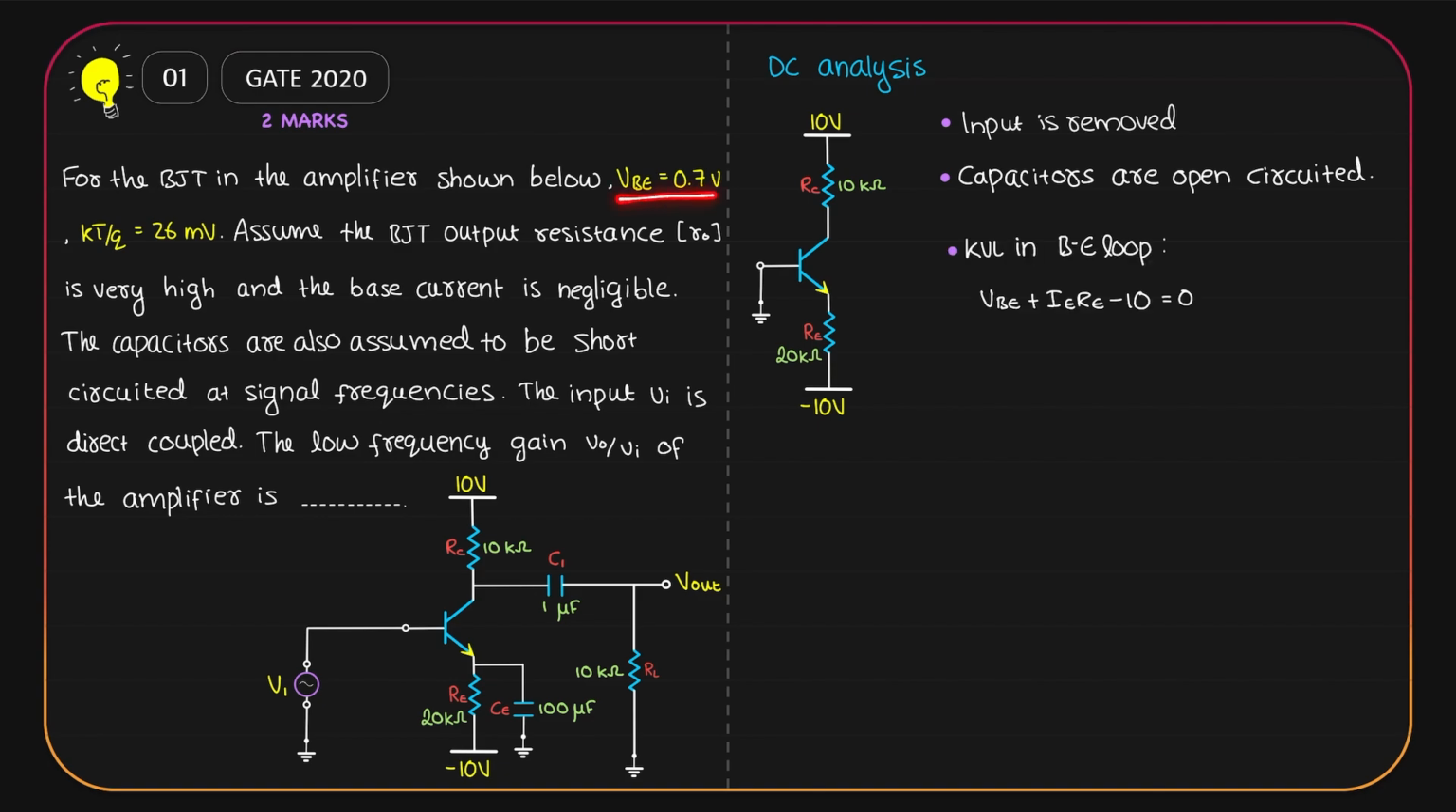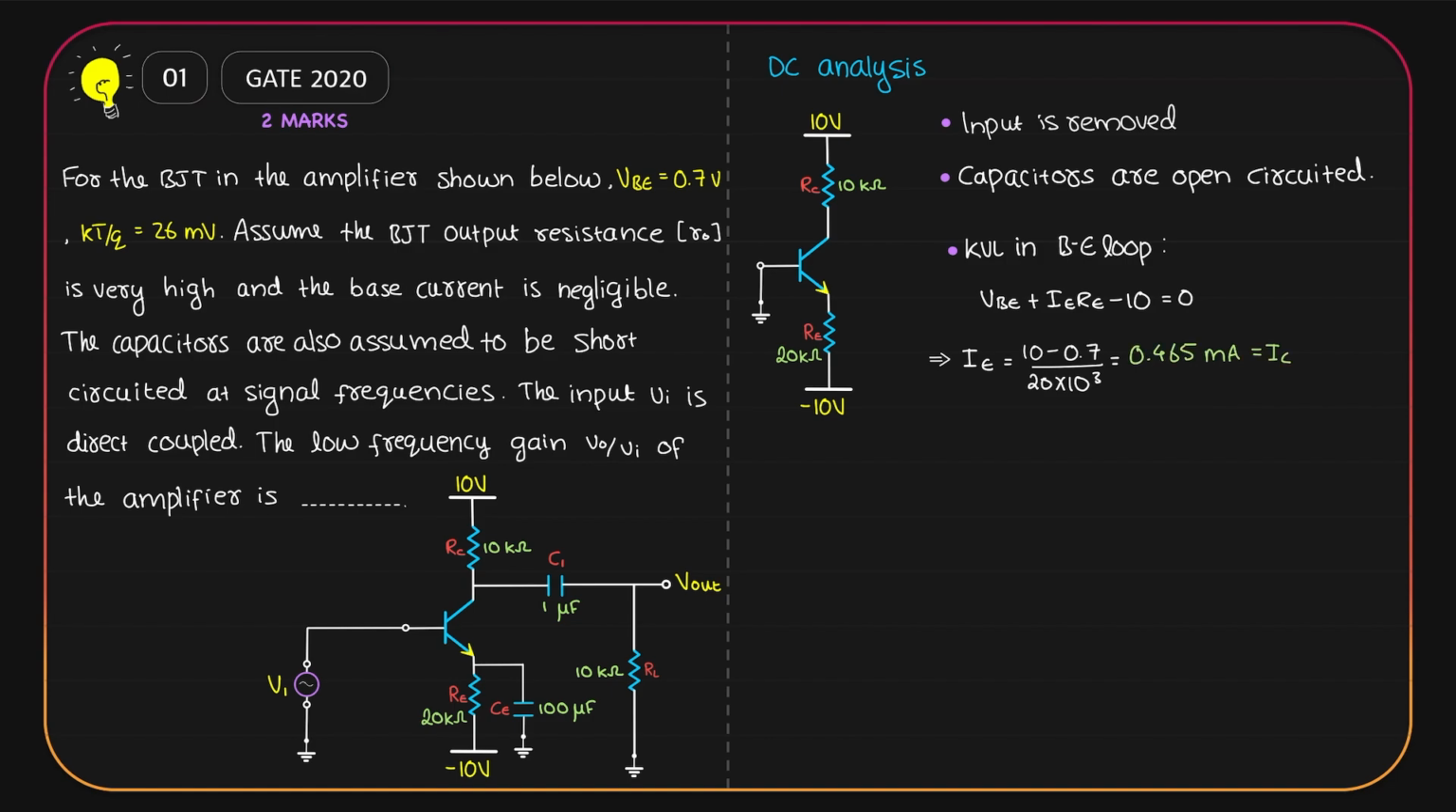Now VBE is 0.7 volt. RE is 20 kilo ohm. From this equation, we can write IE is (10 minus VBE) divided by RE. Let us substitute the values. Now this is equal to 0.465 milliampere. In the question, it is given that the base current is negligible, which means the emitter current and collector current are the same. So the collector current is also going to be 0.465 milliampere.